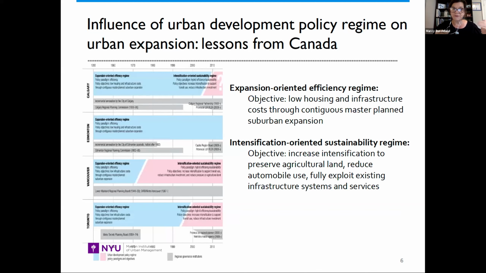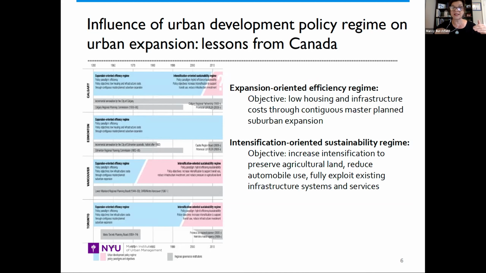I apologize for this, but if you go into the publication, you can see this much better. We looked at Calgary, Edmonton, Vancouver, and Toronto, and the blue area is the time frame of the urban expansion efficiency regime. The goals are to produce as much housing as possible to accommodate growth, low cost housing, and low infrastructure costs as well, in a contiguous master plan pattern of suburban expansion.